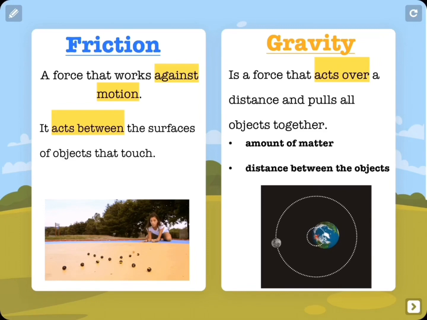Objects with more mass have stronger pull. For example, the Earth. Its gravity pulls strongly on all objects, and that is why we keep our feet on the ground. On the other hand, the moon is less massive, so its pull is weaker. Gravity is also stronger when objects are close. If the objects move apart, the pull of the gravity is weaker.